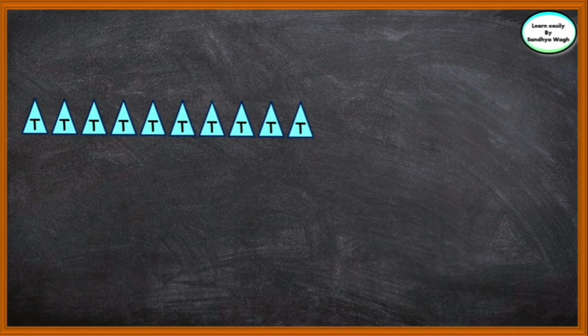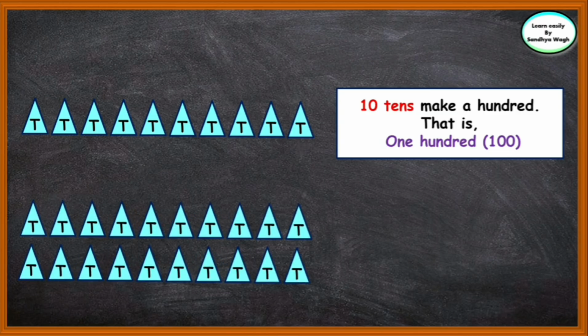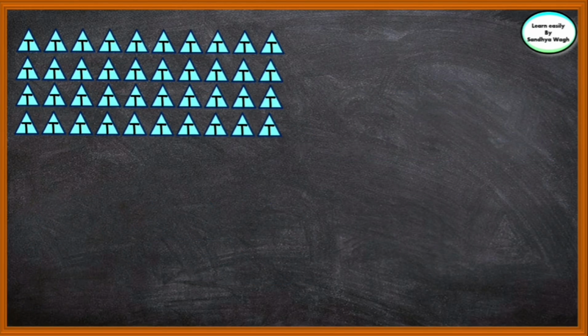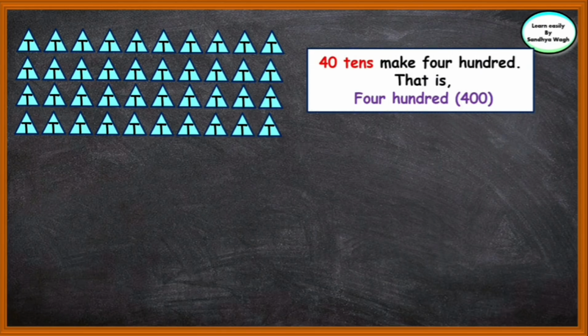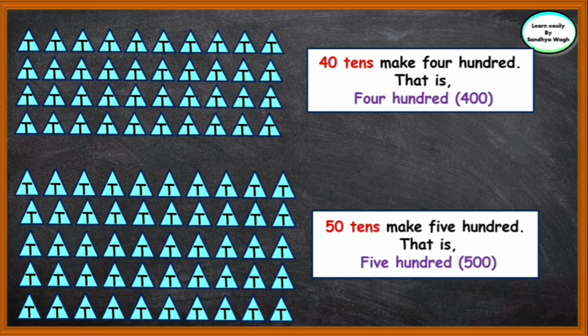Children, now we know that 10 tens make 100. Now here we have 20 tens. 20 tens make 200. Now here we have 40 tens. 40 tens make 400. 50 tens make 500.